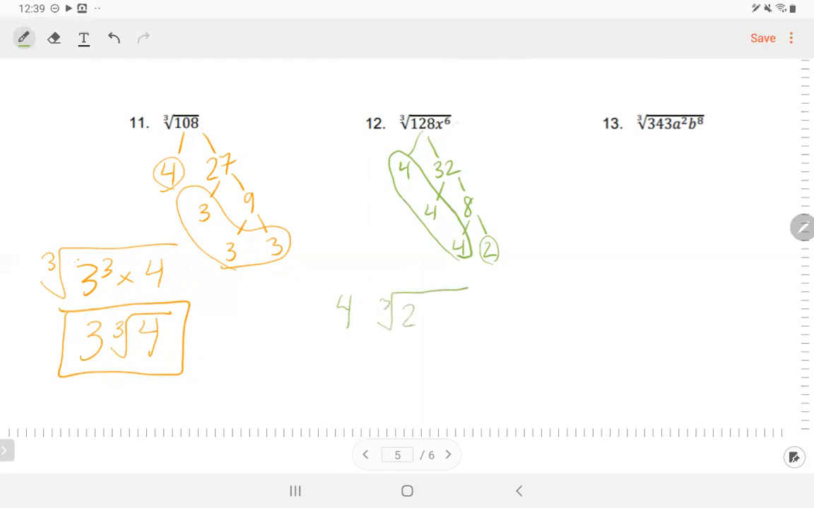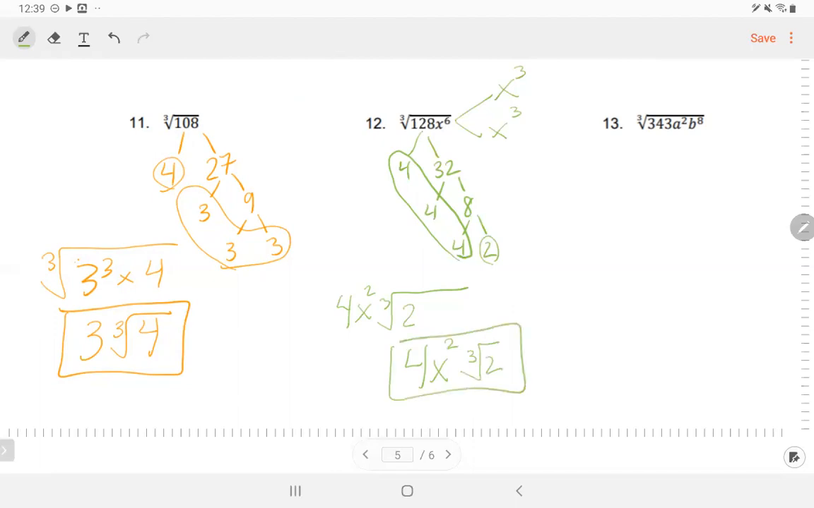And I have 6 x's. So I could break my x to the 6 up into x cubed times x cubed. If I have 3 x's, I can take 1 x out. But I have another 3 x's, so I take another x out, and it becomes x squared. So this answer will be 4x squared cube root of 2.